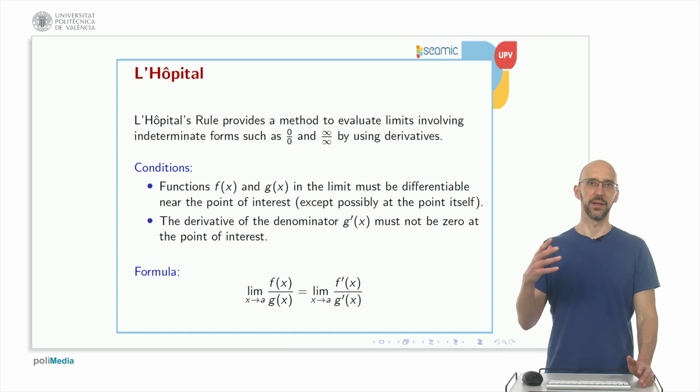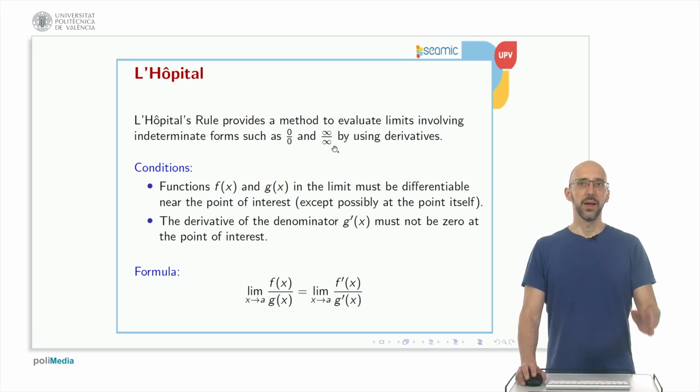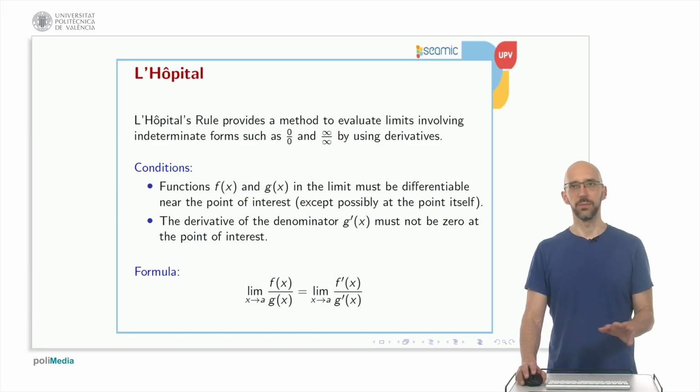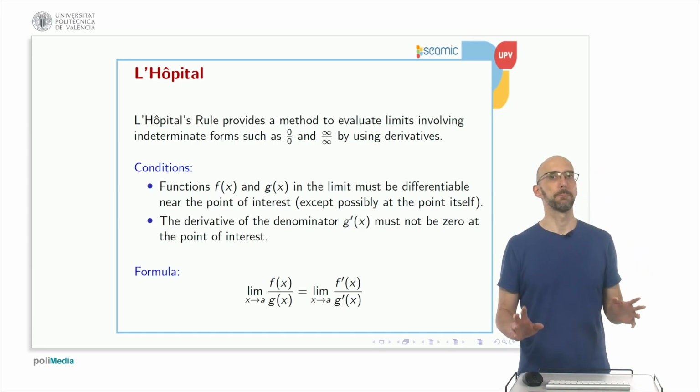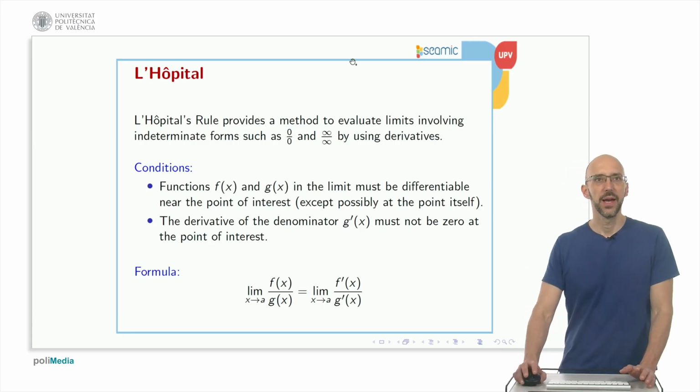This is used to solve indeterminations of the form 0 over 0 and infinity over infinity. The problem is that you are going to need to calculate derivatives. That's the only problem. But, okay, the examples you are going to see are very nice, and this rule is very useful in order to solve indeterminations.